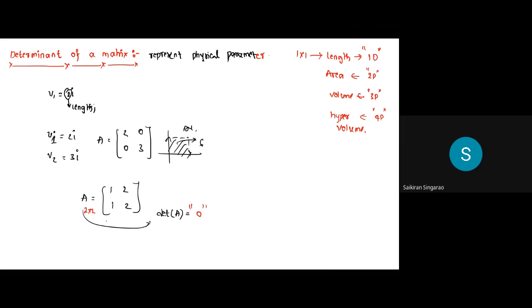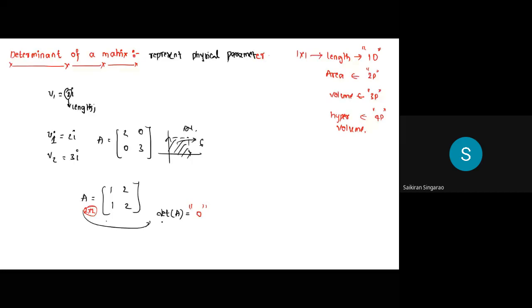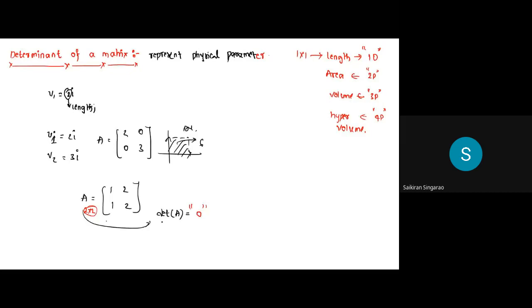Tell me, sir, if the determinant is 0 of this 2 cross 2 matrix, what does that mean? What is 0? Anybody? Area. Exactly, right? Area is 0. Very good, sir. Area is 0. Now, when will the area be 0, sir?